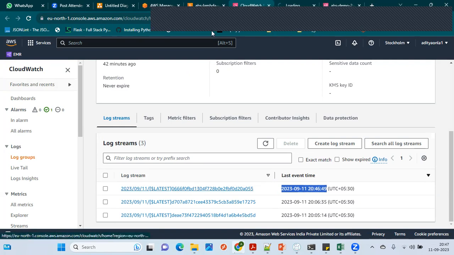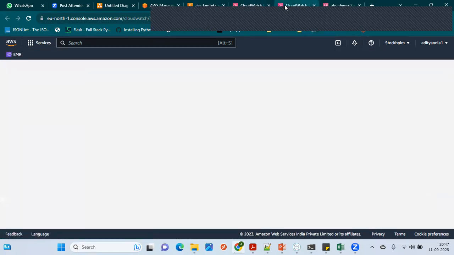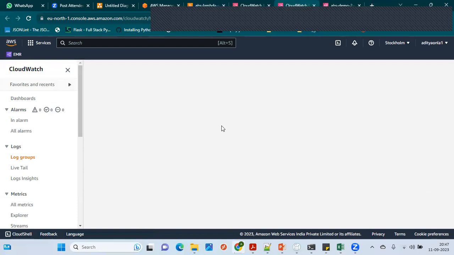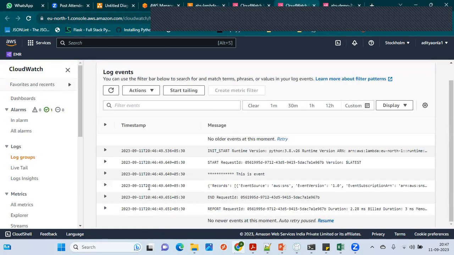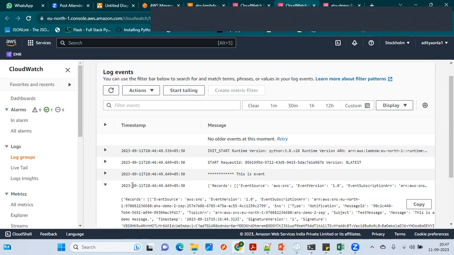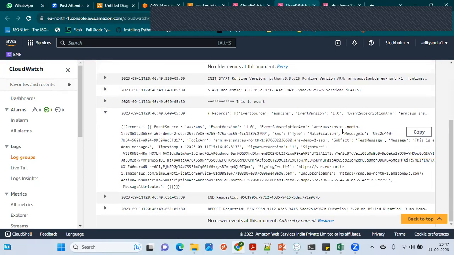Let me open this log to show you what exactly it contains. Through a different AWS service, which is Lambda, I am reading this message and processing it. As soon as this log opens, I'll show you what exactly we are getting. If I open my log, I can quickly show you that we have successfully passed our message.